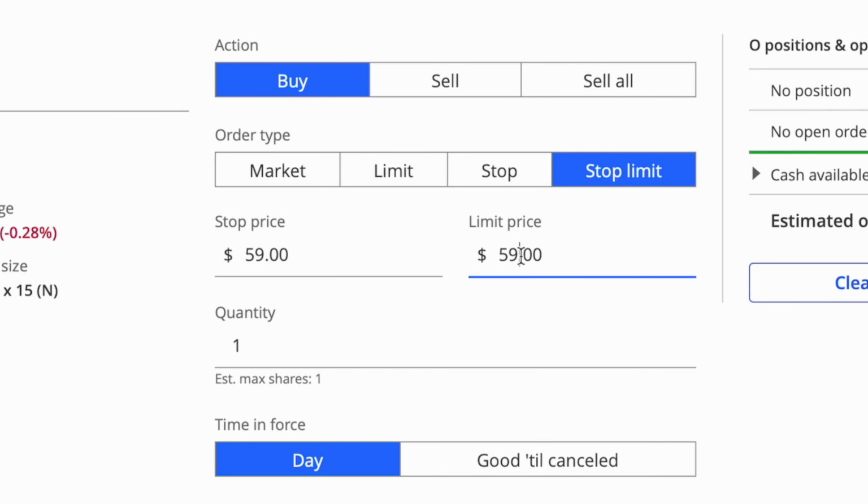So it's kind of like a stop, but instead of executing a market order once the price level is hit, it executes a limit order at the limit price that you set. And there are other nuances and options that, depending on your broker, will be there, but those are the main ones.